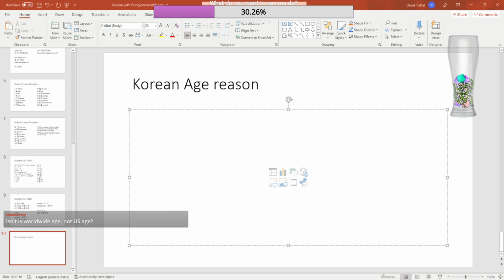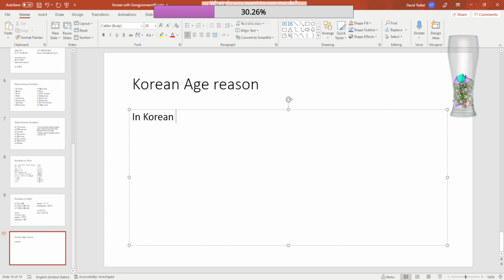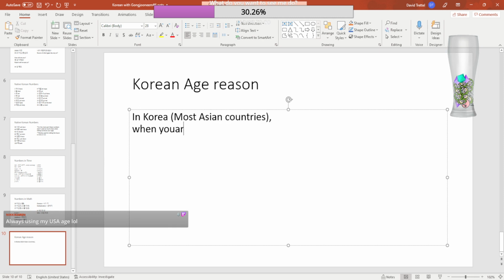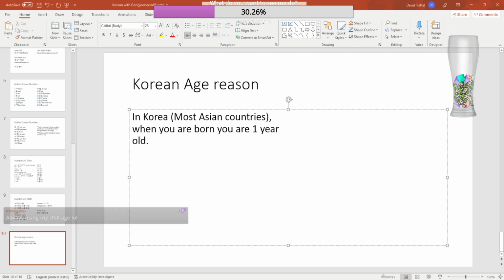Not necessarily worldwide, because the way that they count their age is different than the US age, and the US is more like a worldwide age. So in Korea, and I believe it's also most Asian countries, when you are born, you are 1 year old. That is the basic ideology behind it. When you're born, you're 1 year old.